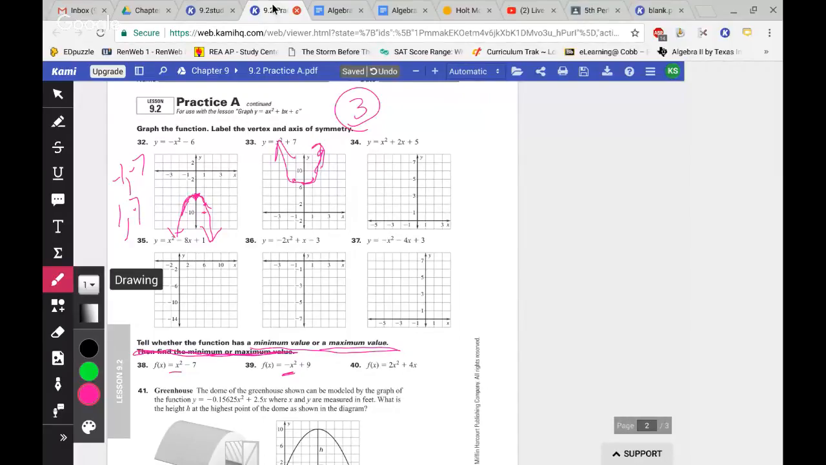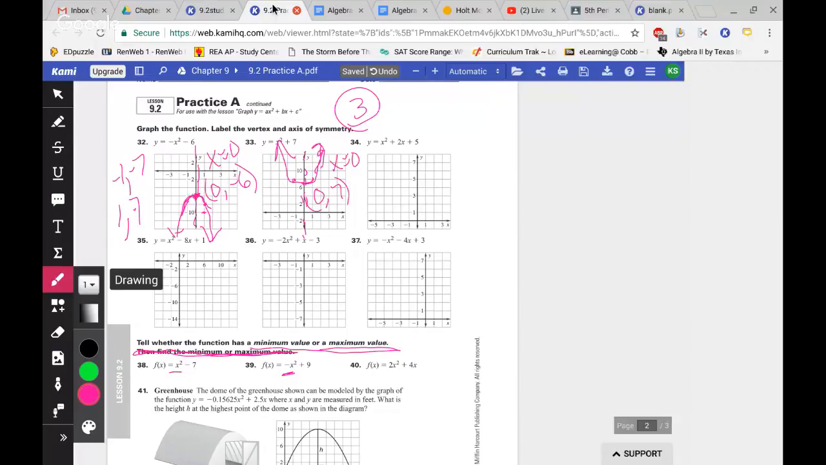Okay, number 34, you would find your axis of symmetry on these, and it's supposed to be a dotted line. So my vertex is (0, -6), and my axis of symmetry is x = 0. My vertex is (0, 7), and my axis of symmetry is x = 0 on 32 and 33.